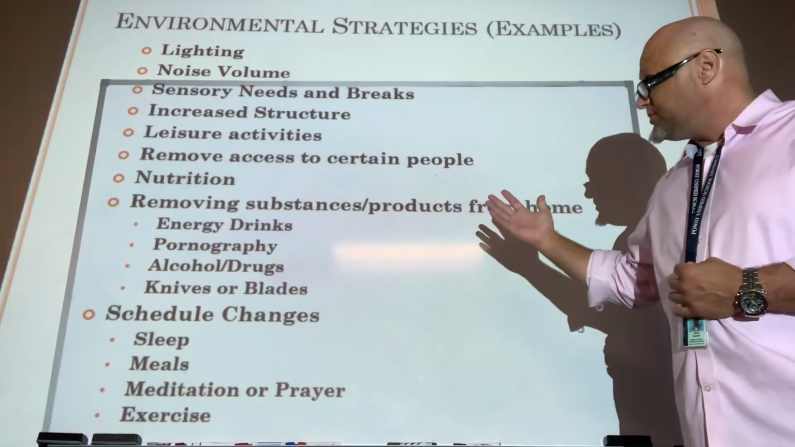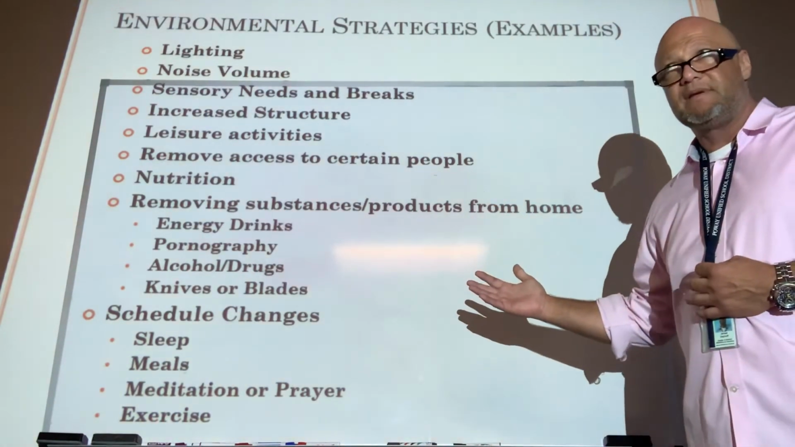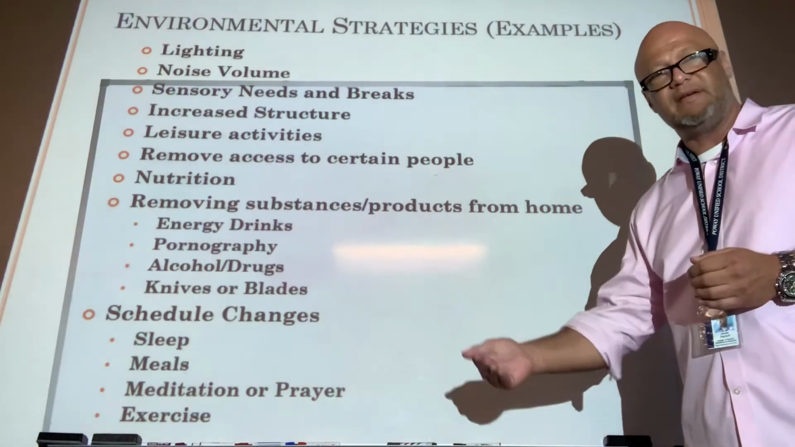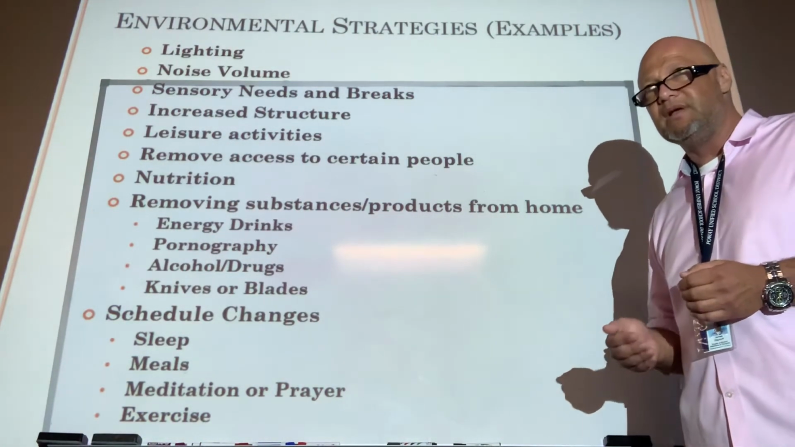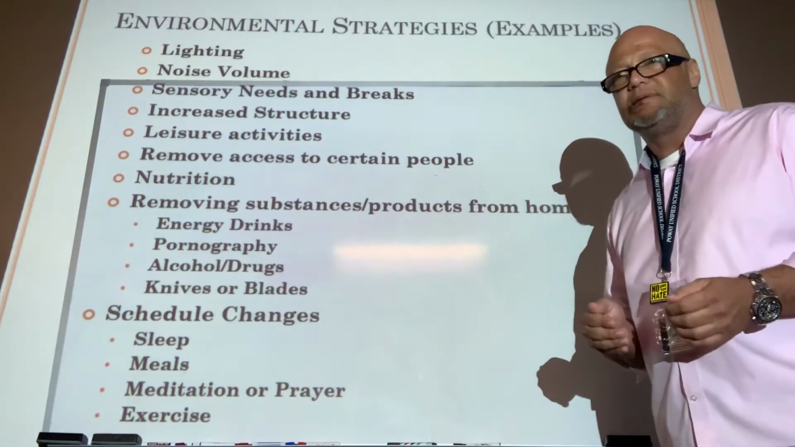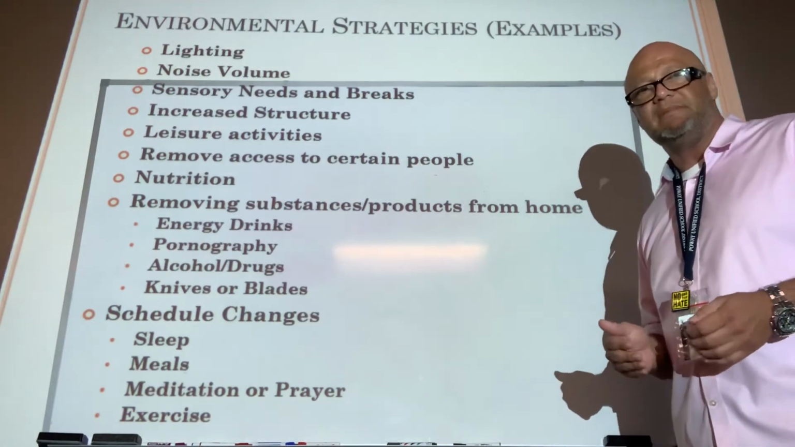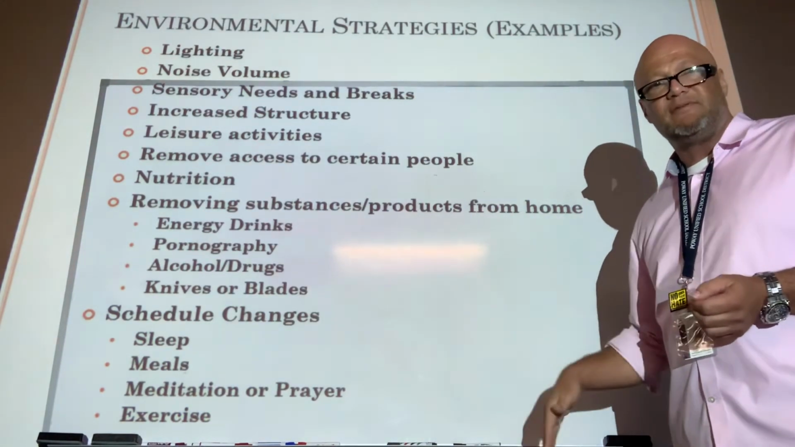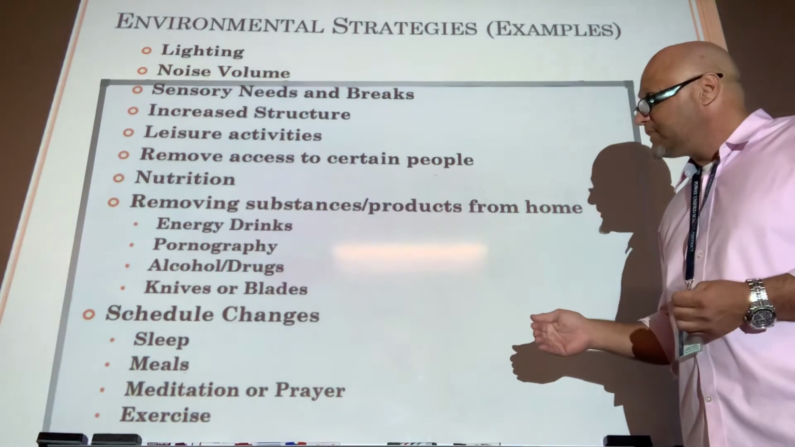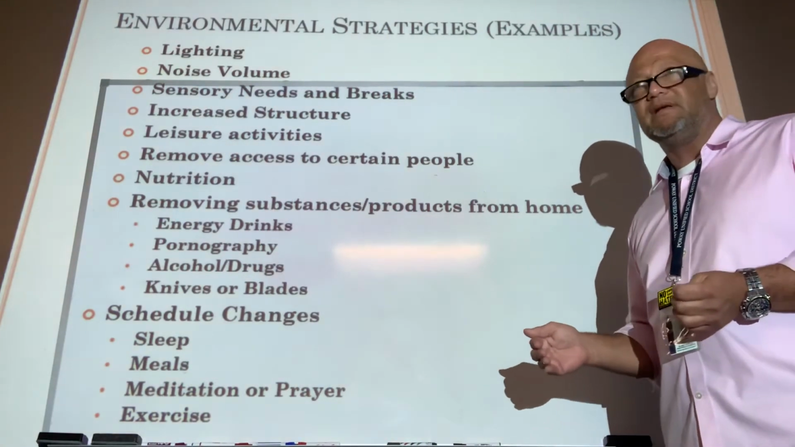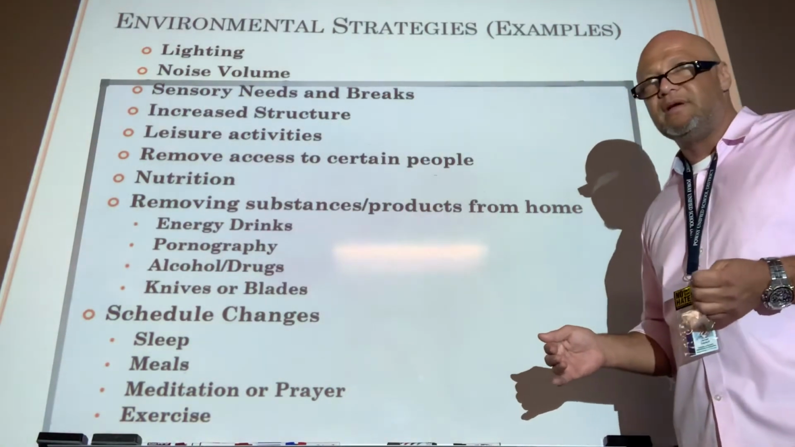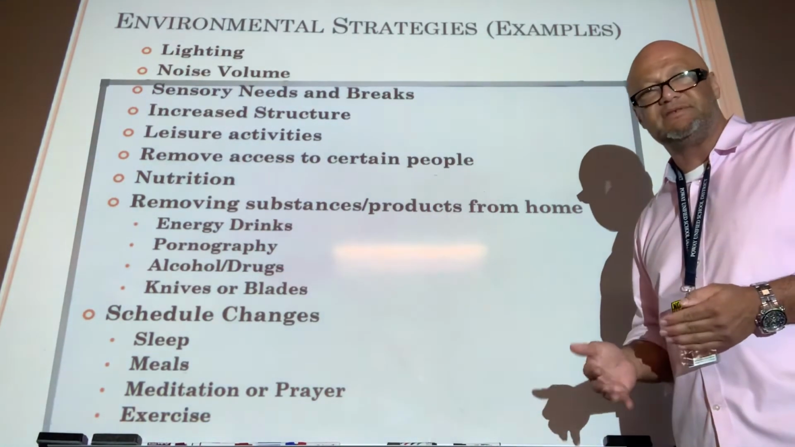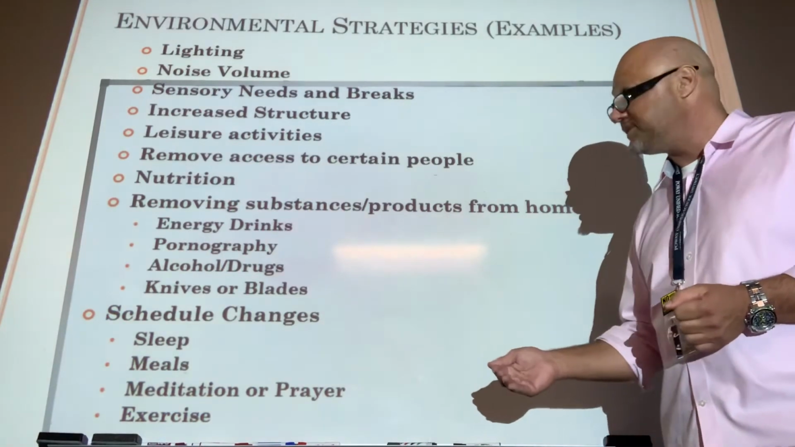Removing access to certain people in their lives can really help them not have that behavior occur. Okay, so it could be an adolescent that has certain types of friends, and maybe that is an environmental strategy. Maybe you shouldn't be around those folks, okay? It could be a certain extended family member that really creates issues that make that behavior more likely.